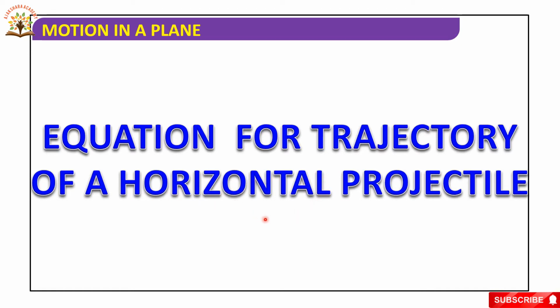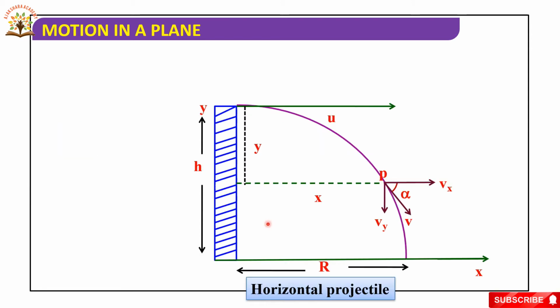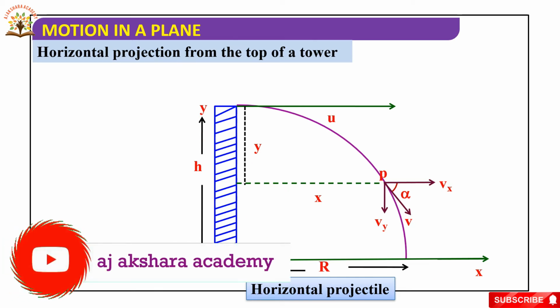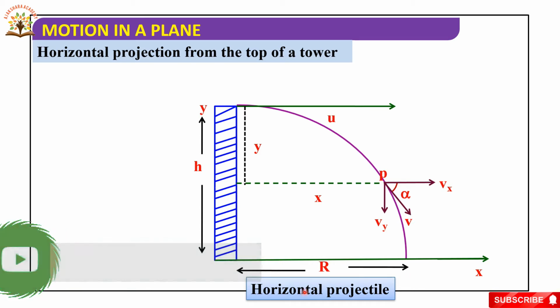Okay, let us go to today's session. First one: horizontal projection from the top of a tower. This is the diagram for this horizontal projectile, x and y axis. This is the height of this projectile and this is the R, nothing but range. Now we will discuss in detail.